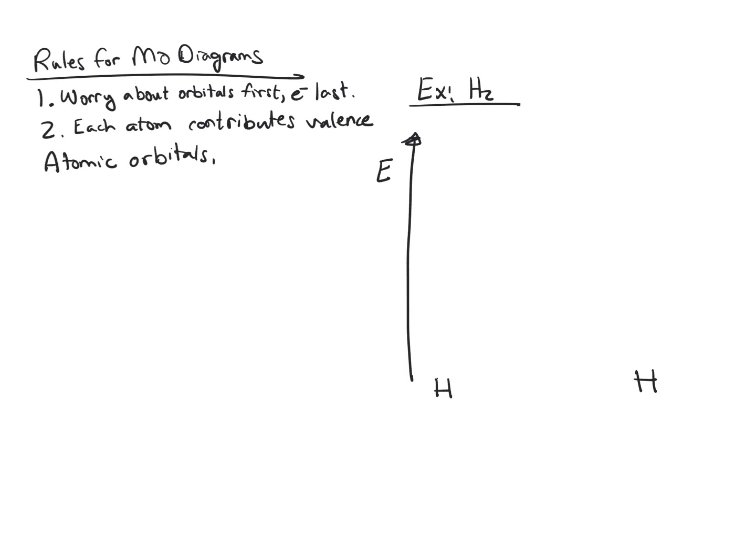For H2, we have two hydrogen atoms here, so I'll put those on the left and the right. On the y-axis, I have the energy, so this is showing low energy orbitals down here, high energy orbitals up here. Now let's apply rule number 2. Each atom contributes its valence atomic orbitals. For hydrogen, the electron configuration is 1s1, so its valence atomic orbital is just the n equals 1 shell. So that's just the 1s orbital. Each hydrogen has a 1s orbital.